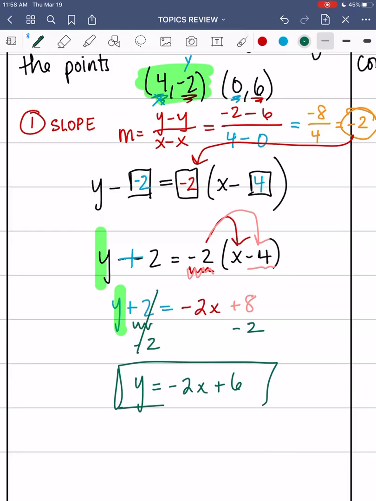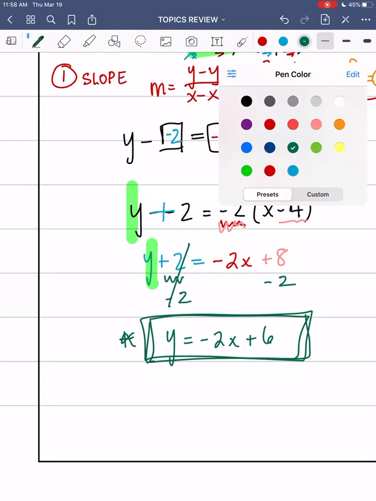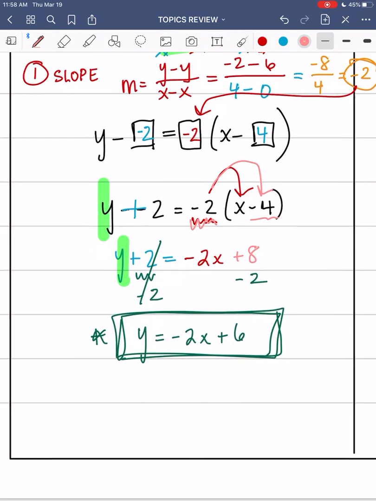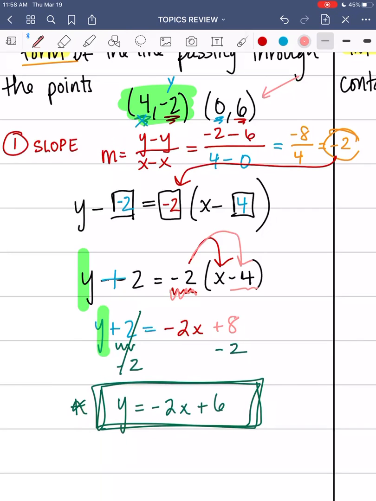So here's our final answer: y equals negative 2x plus 6. One way that we could check it, it's always nice to check our work when we're done, just to make sure. You're doing this on Big Ideas, so you can hit check on there. But if we didn't have that, we said that these 2 points right here are supposed to be on the line. So that means this x and y should go together and this x and y should go together.